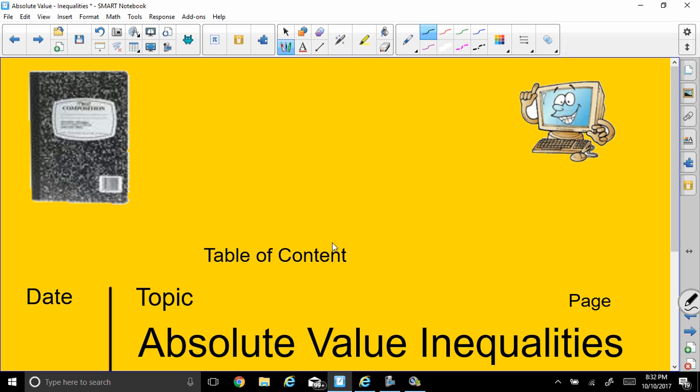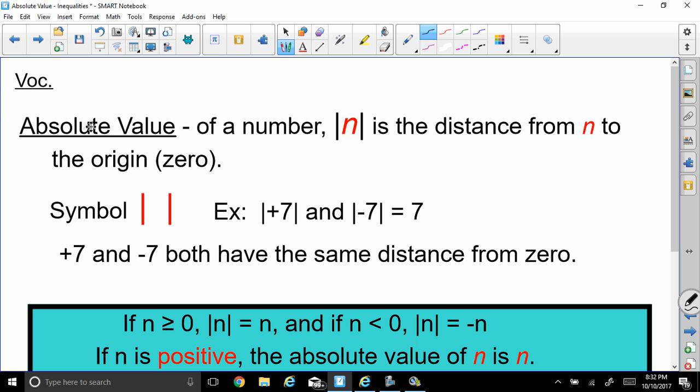This is Dr. Robinson, and we're going to continue our studies with the absolute value of inequalities. So, the absolute value of a number, the absolute value of n, is the distance from n to the origin, or 0. The symbol for absolute value is these two parallel lines.